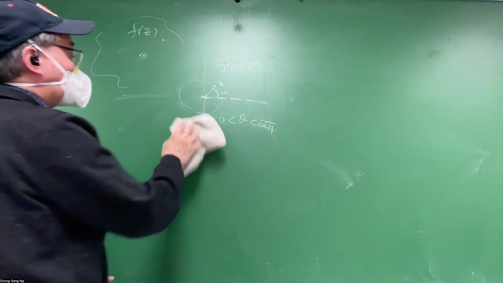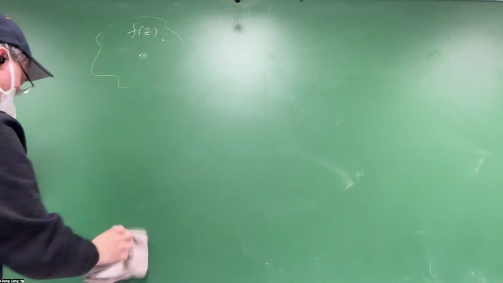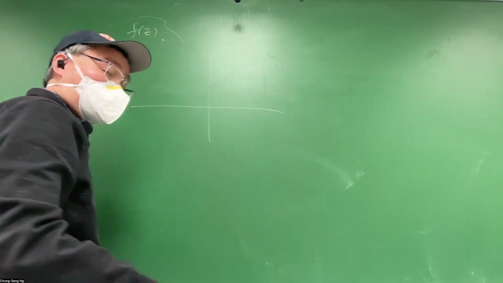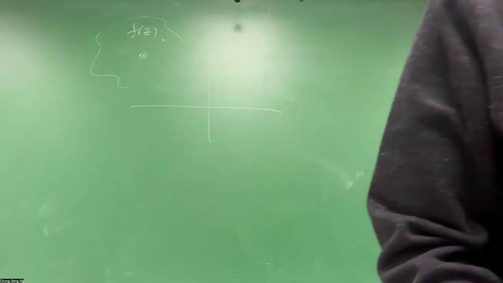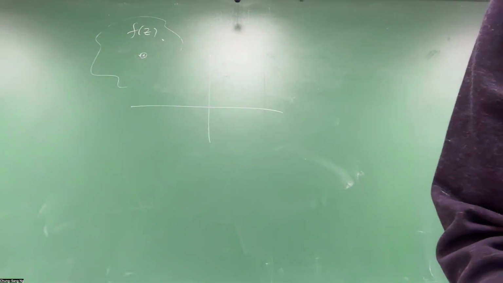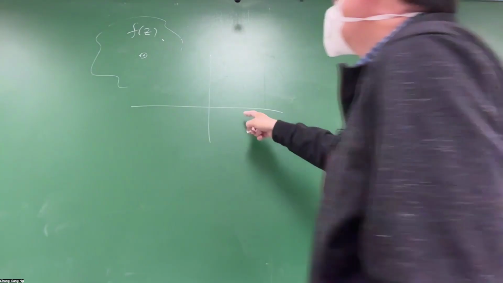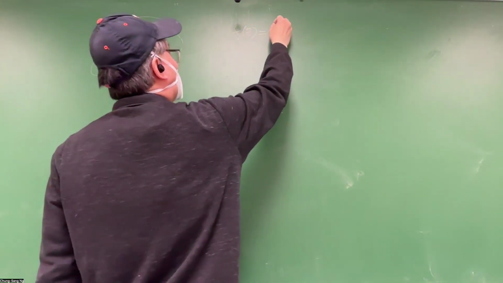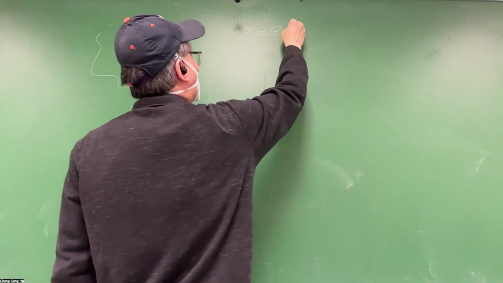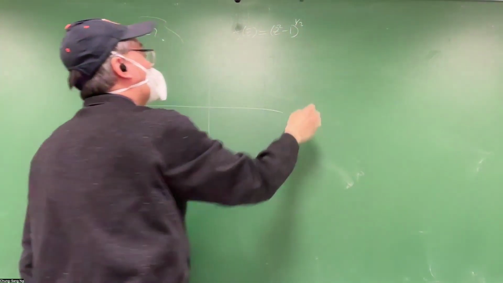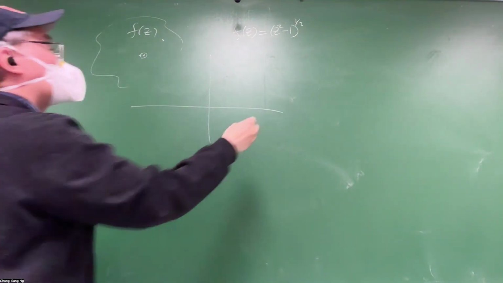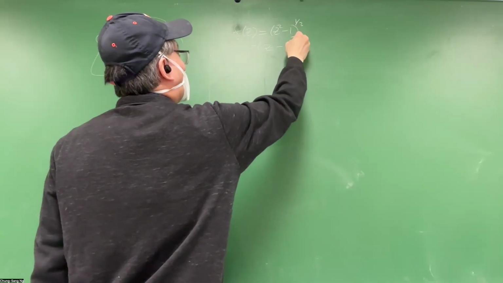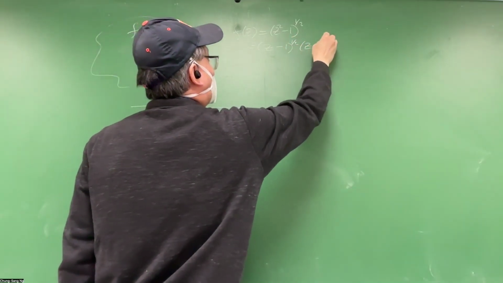If you have more than one branch point, I think your textbook has an example. This is the function, instead of c to the 1/2, you have c squared minus 1 to the 1/2. So that is just c minus 1 to the 1/2 times c plus 1 to the 1/2.